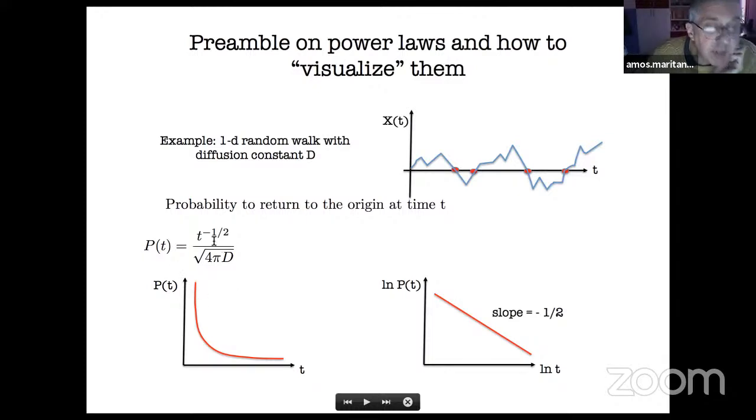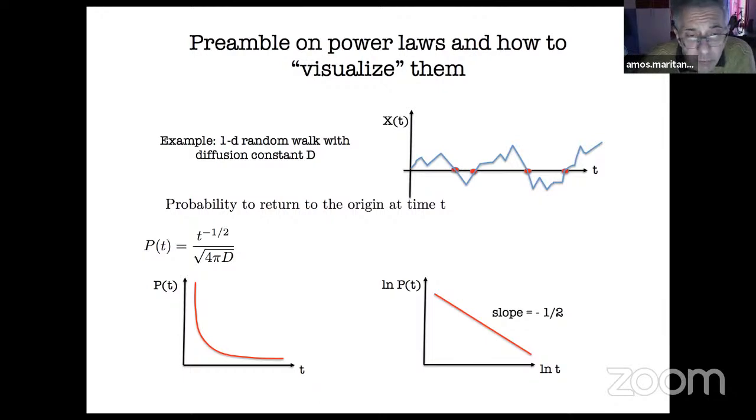But in order to visualize the power law better, it is convenient to plot the logarithm of p versus the logarithm of t. If we plot the log of p versus log of t, we get a straight line with slope minus 1/2. So the plot on the right is the best way to visualize when a power law is present in our problem.